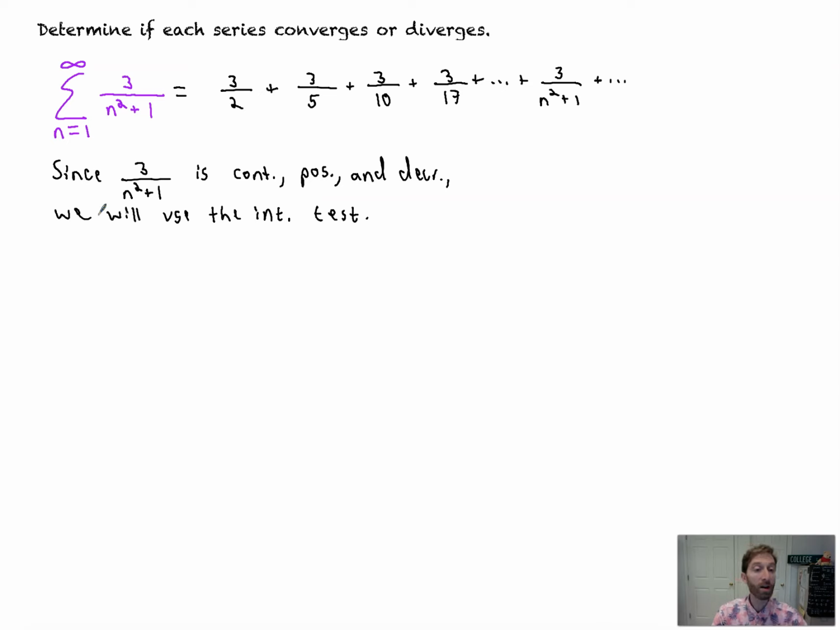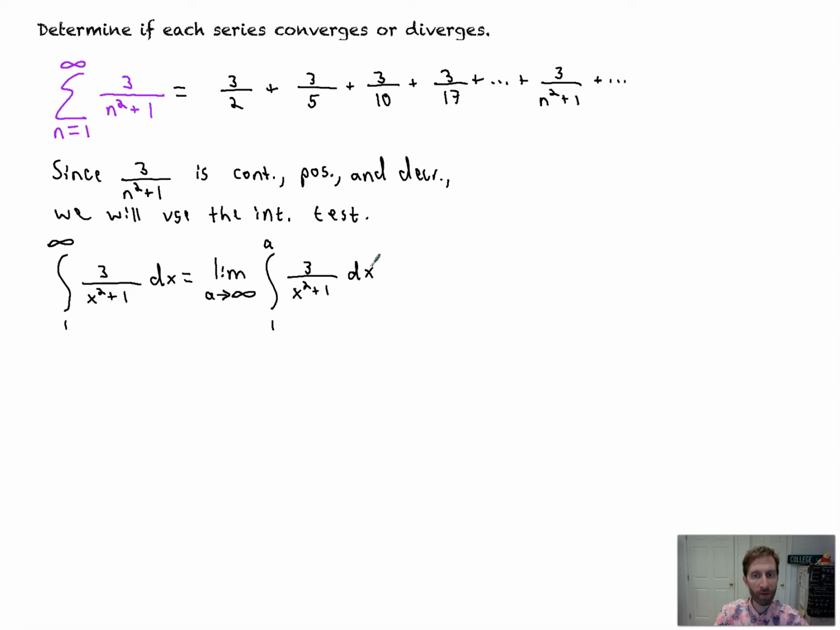All right, now, from here, we're going to take our integral from 1 to infinity. It's a matching integral. So the integral from 1 to infinity of 3 over x squared plus 1 dx. That's going to be equal to, and here again, we still need our limit because it's an improper integral, the limit as a goes to infinity of the integral from 1 to a of 3 over x squared plus 1.